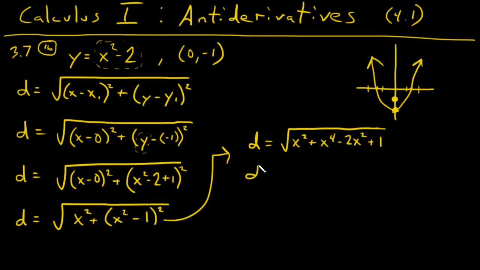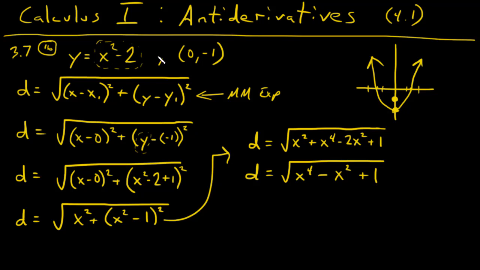So now I'm almost there. I can combine the x squared terms, so I'm going to reorder this as x to the 4th minus x squared plus 1. Whew. So this is our expression that has been constrained. Just for completeness' sake, I probably should have said that this is our min-max expression right here, and these two were our constraints. I think I said that last video a few times.